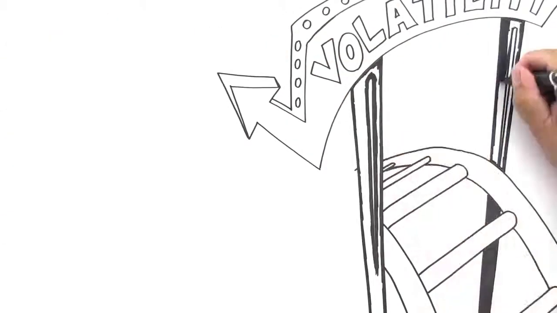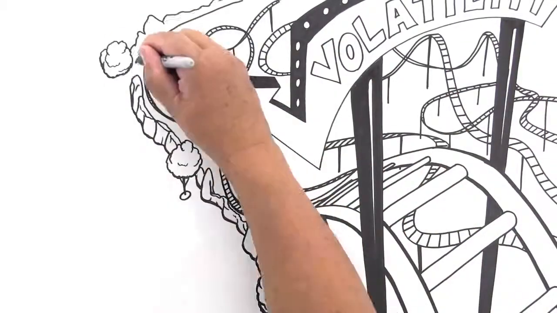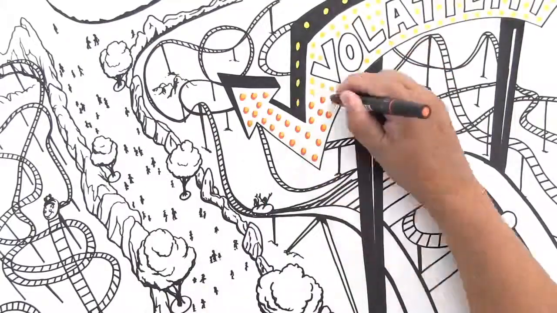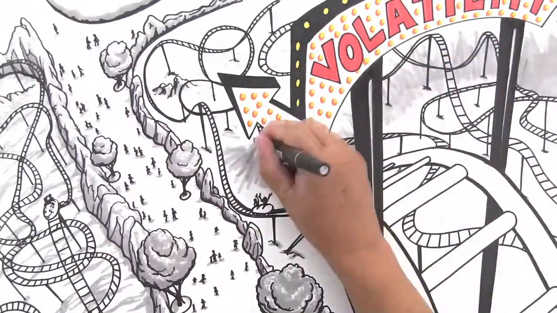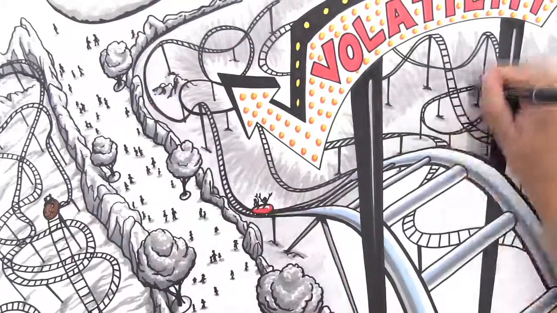Financially speaking, the portfolio represented by roller coaster two sometimes had higher gains than the portfolio represented by roller coaster one, but number two also had deeper losses because of volatility. Where your investments end up depends on whether you can get off the ride at the top or the bottom.